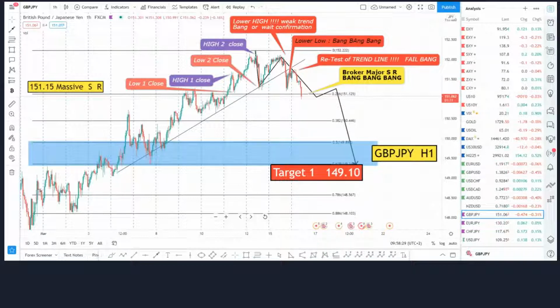Pound dollar target. Which point do you? But pound dollar, not pound Japanese yen. Okay, we can talk about that one. Busy trade. Thank you, man. Dilwala, hey.